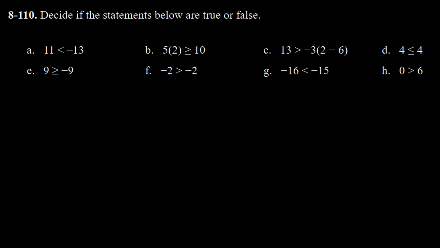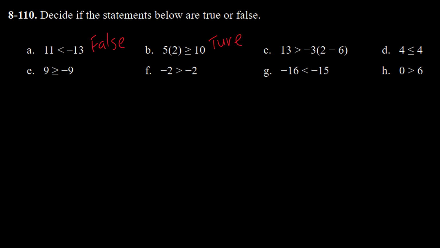110 says, decide if the statements below are true or false. So I'll read these symbols, and as I read them aloud with the correct way to pronounce these symbols, it becomes pretty obvious. So the first one is 11 is less than -13, and that is definitely false. Right? 11 is greater than -13. B, this would be 10 is greater than or equal to 10. Well, because it's got the or equal to, it's true. Right? 10 happens to be equal to 10.